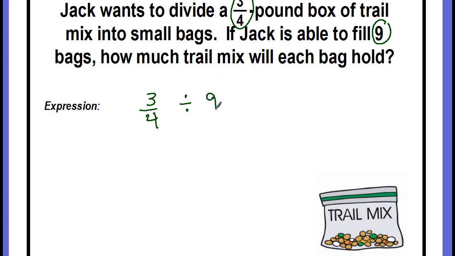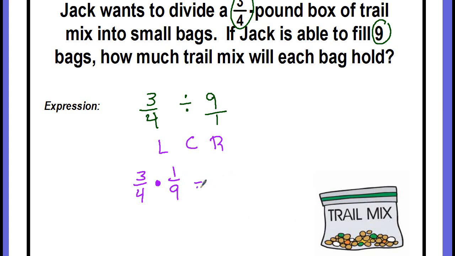3/4 divided by 9. And again, everything has to be in fraction form, so I'm going to go ahead and put my 9 over 1. Okay, now we're ready to solve it. Division problem, we have to do our LCR. Rewrite the expression, 3/4, we leave it alone. Change our division to multiplication. I'm going to use the dot this time. And what is the reciprocal of 9 over 1? 1 over 9.